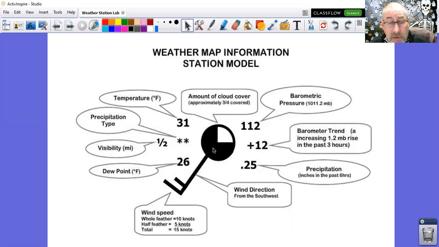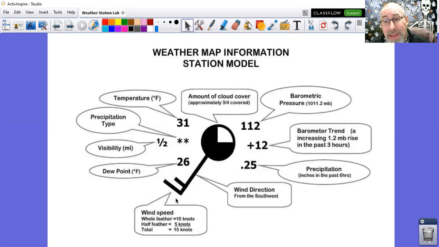Based on how this circle is colored, it will tell us either as tenths or fourths, depending on the coloring. It's either going to be in terms of tenths or quarters. And then the last bit of information, of course, is the wind direction.